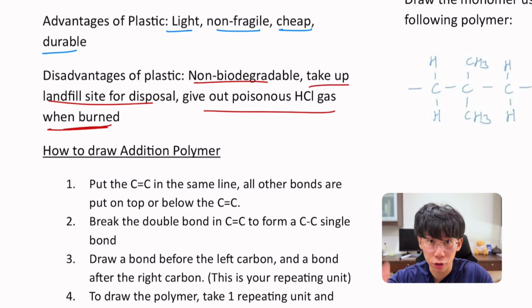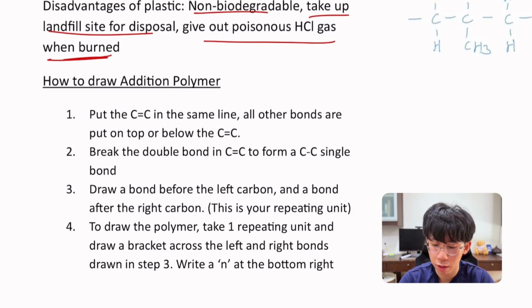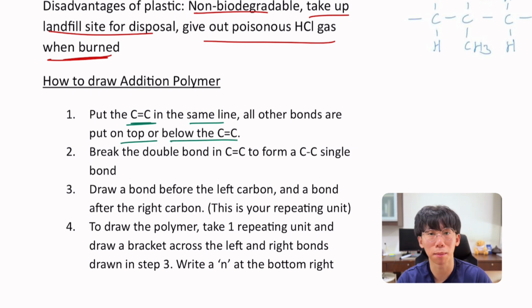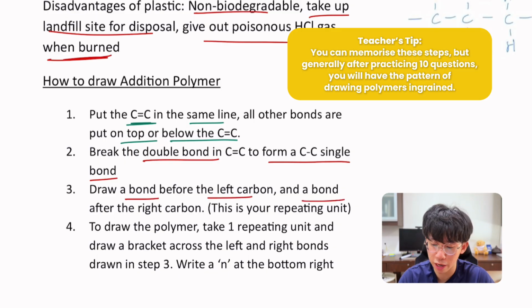Now let's get into the important part. How do we draw our addition polymer? Step 1, you always want to put the C double bond C in the same line, and all other bonds are put on top or below the C double bond C. Next, you want to break the double bond in the C double bond C to form a C single bond C. Then, you want to draw a bond before the left carbon and a bond after the right carbon. This actually forms your repeating unit.